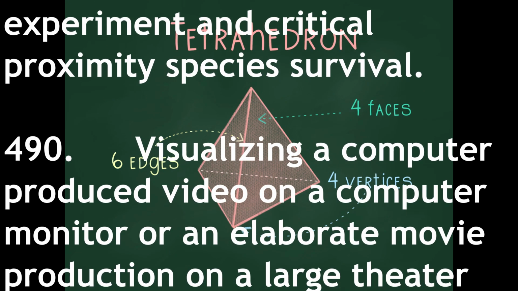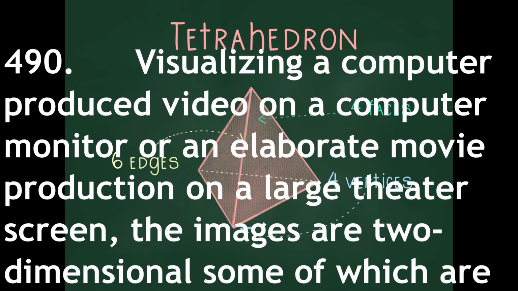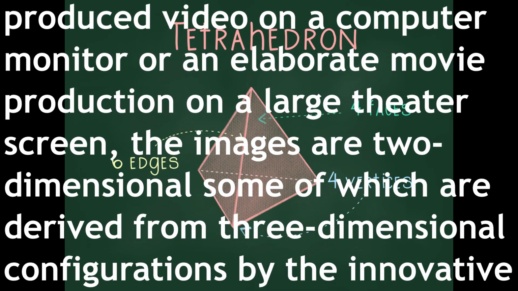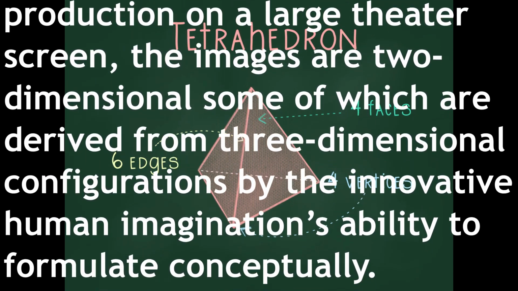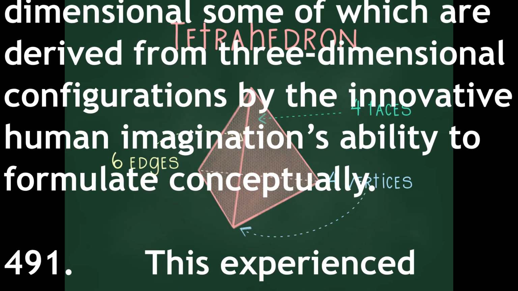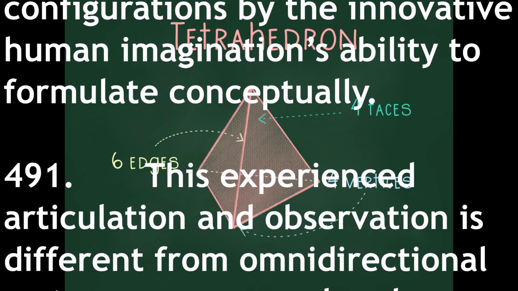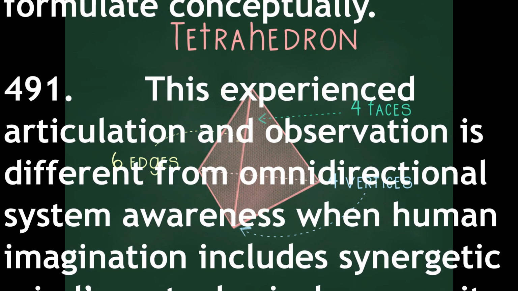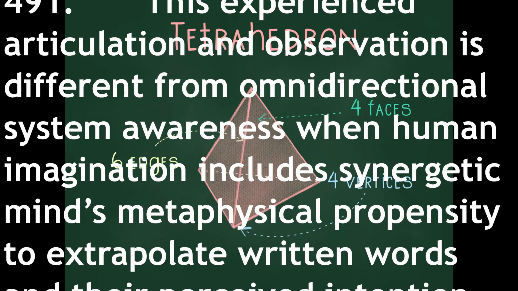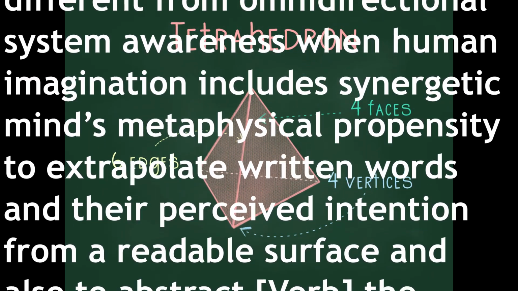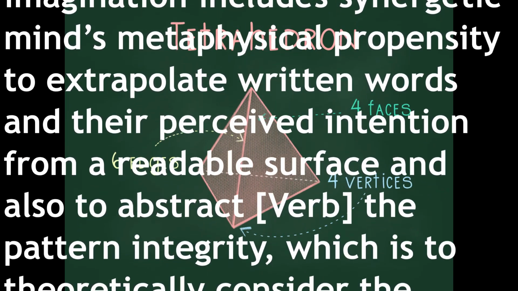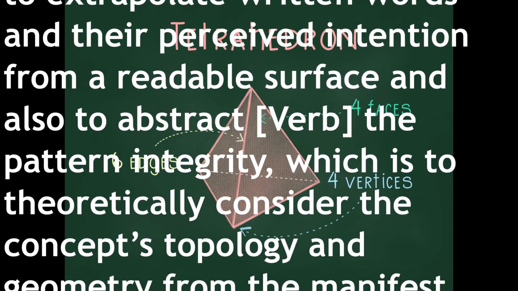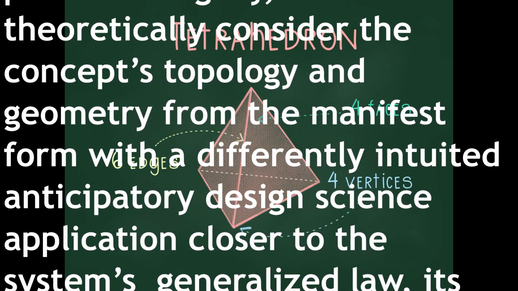Visualizing a computer-produced video on a computer monitor or an elaborate movie production on a larger theater screen, the images are two-dimensional, some of which are derived from three-dimensional configurations by the innovative human imagination's ability to formulate conceptually. This experienced articulation and observation is different from omnidirectional system awareness when human imagination includes synergetic mind's metaphysical propensity to extrapolate written words and their perceived intention from a readable surface, and also to abstract, the verb abstract, the pattern integrity, which is to theoretically consider the concept's topology and geometry from the manifest form with a different intuited anticipatory design science application closer to the system's generalized law, its generalized principle.